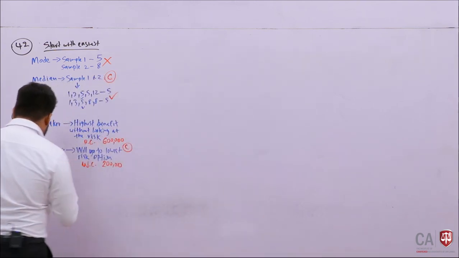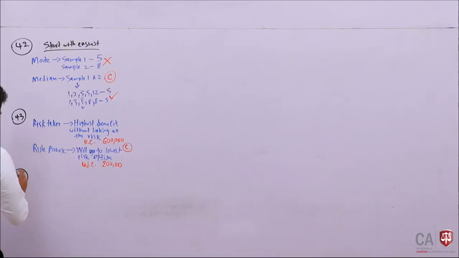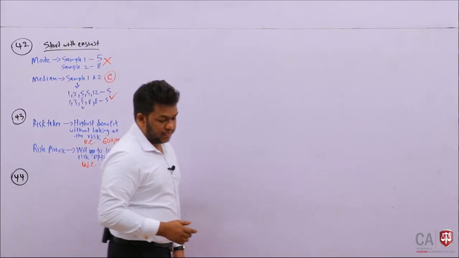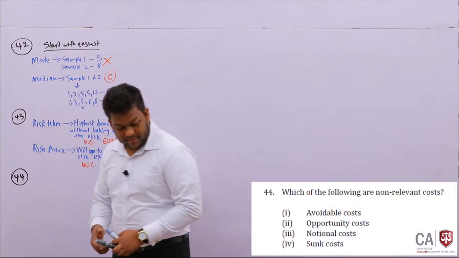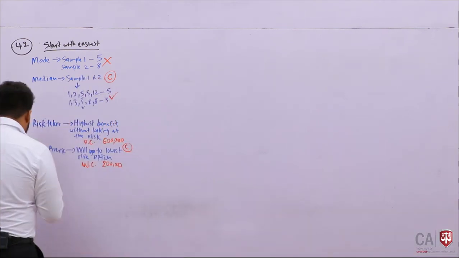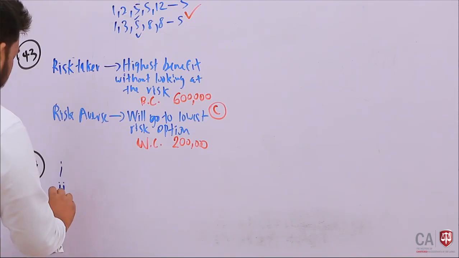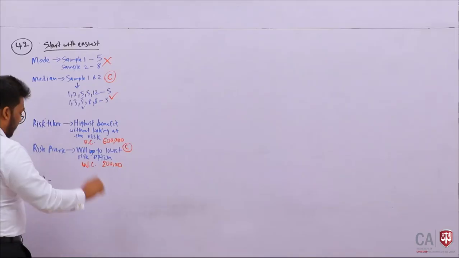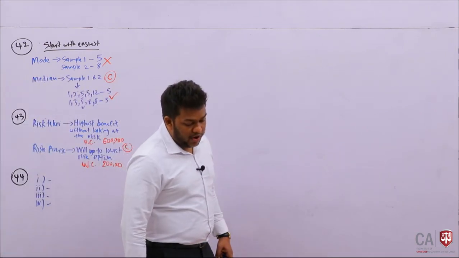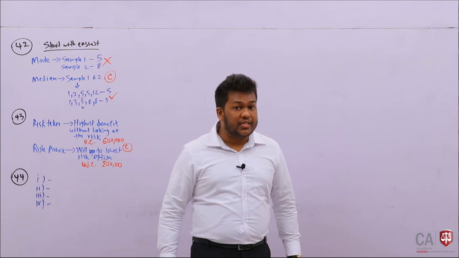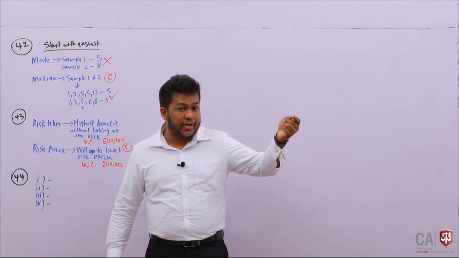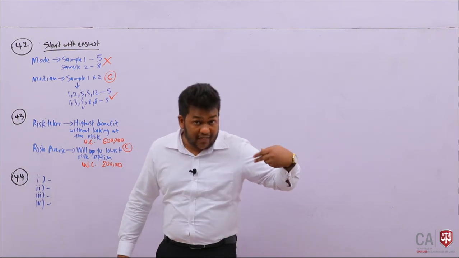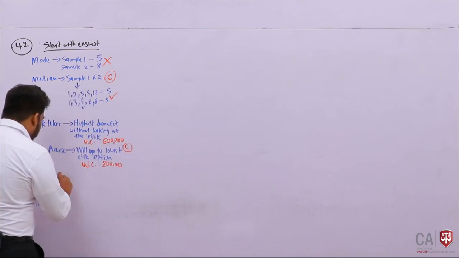44. Which of the following are non-relevant cost? 1, 2, 3, 4. You have 4. First one, avoidable cost. Avoidable cost is non-relevant or relevant? Relevant. Because if the project is taken, that is avoidable. If the project is not taken, that is not avoidable. So that will happen based on the project. That is relevant.